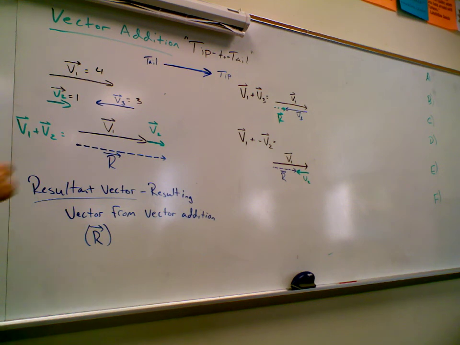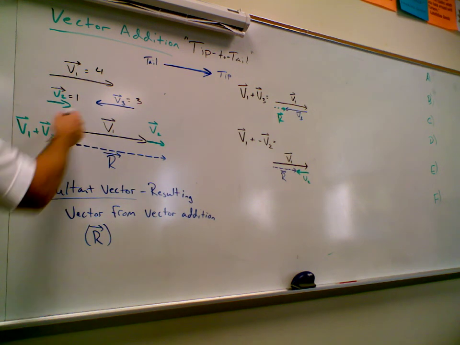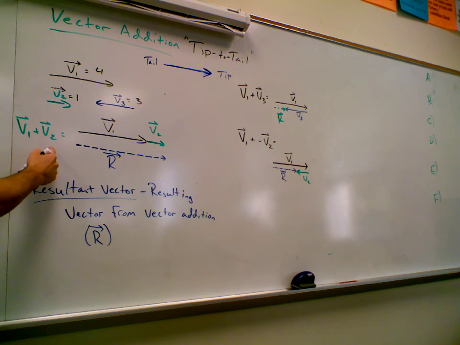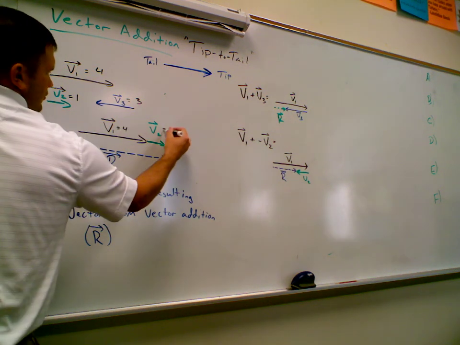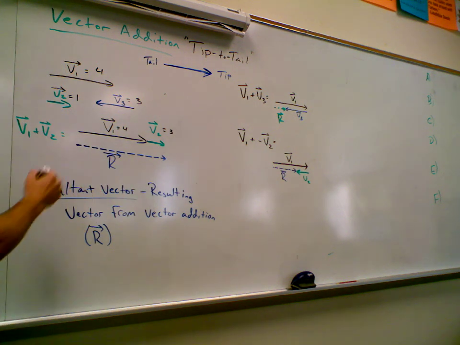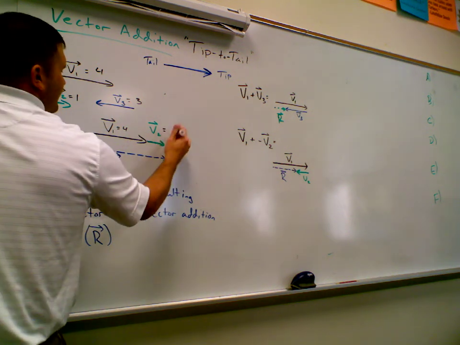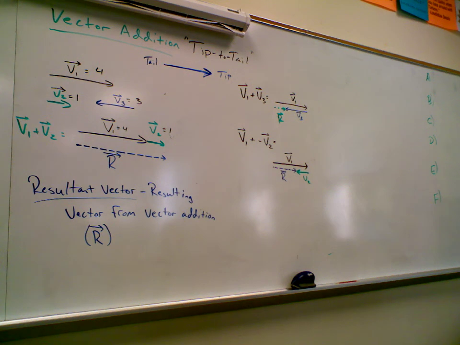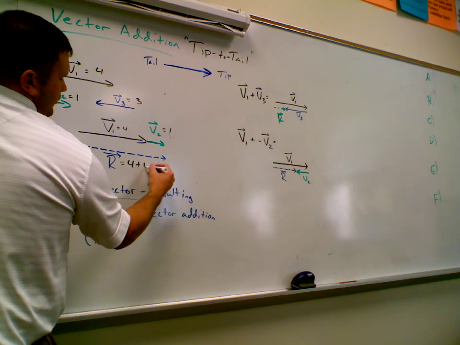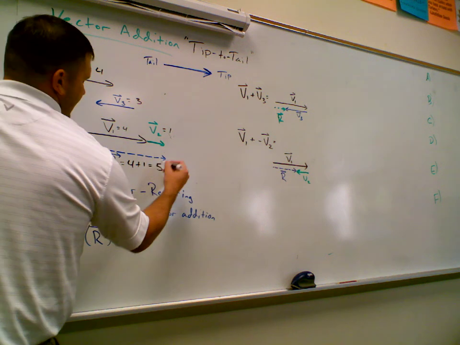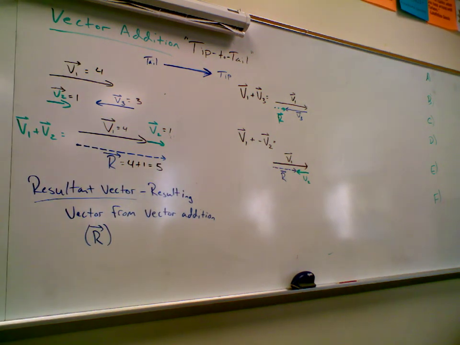Okay? So here, I did 4 plus 3, right? Alright, my fault, not 3. 4 plus 1. Sorry. Okay? So that means my resultant equals 4 plus 1, which is 5. So the magnitude of my resultant is 5. The total vector would be 5 to the right.